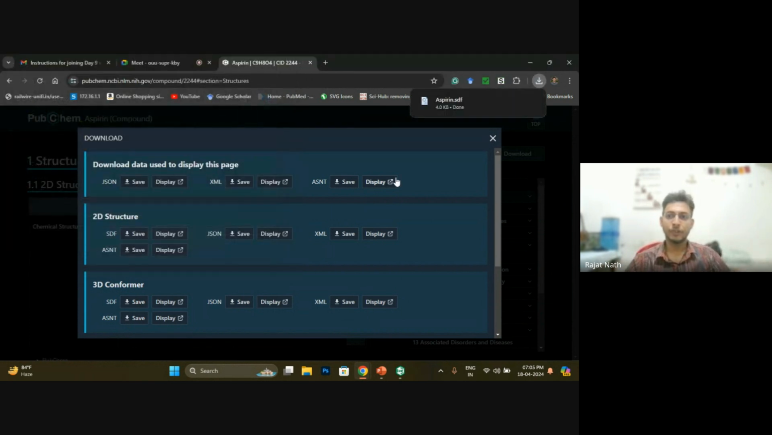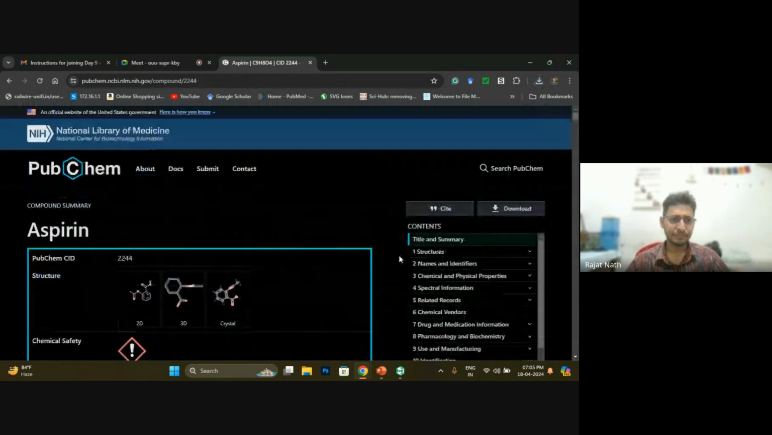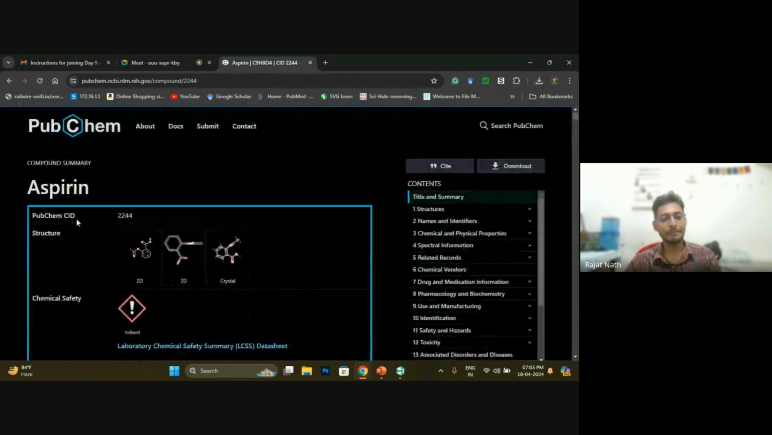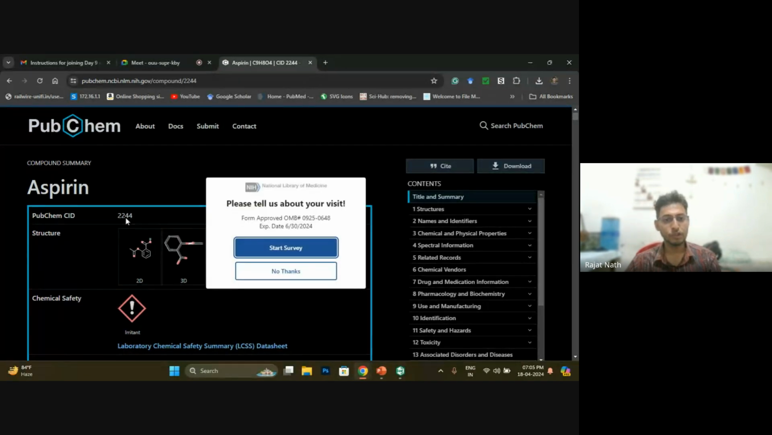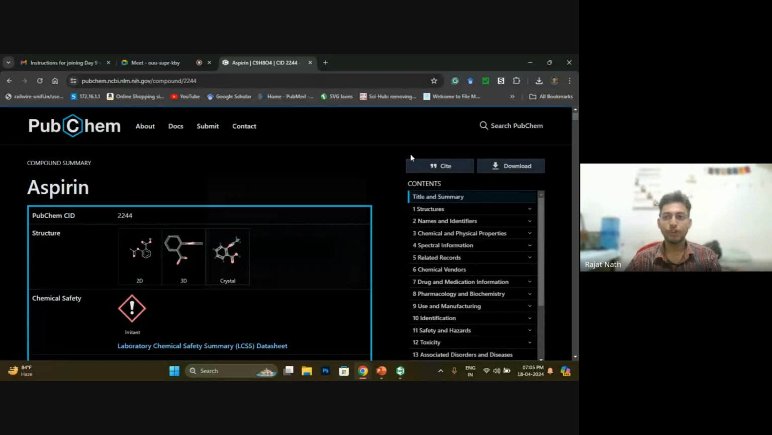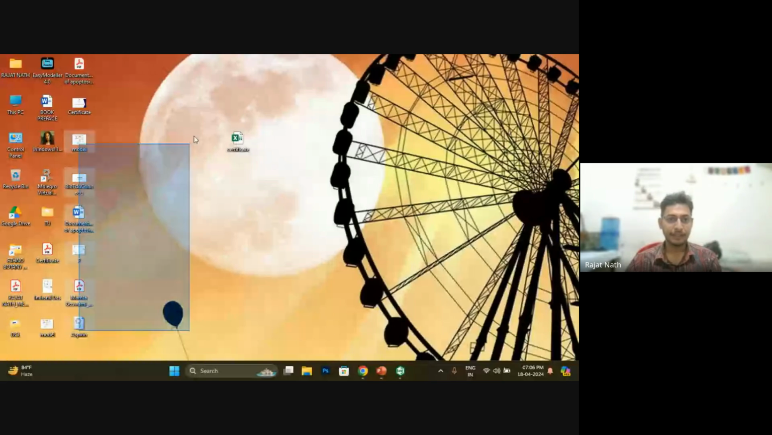Okay. I have downloaded the structure. Now you see here it is written as PubChem CID 2244. That means this aspirin is identified by PubChem by an ID, 2244. So as we downloaded this structure, I have written the name aspirin, but it is not aspirin.